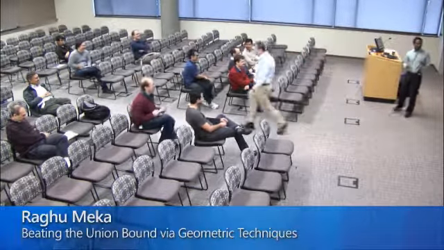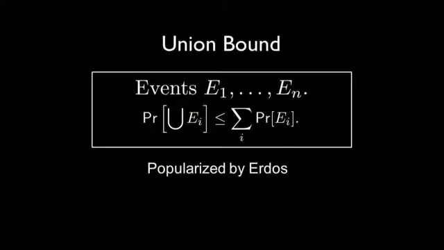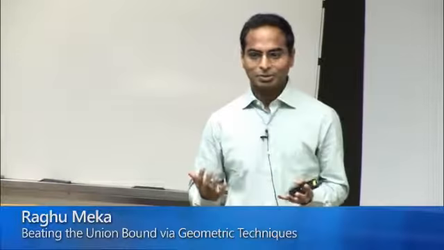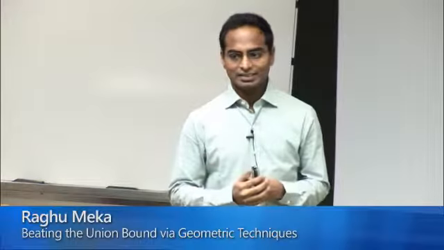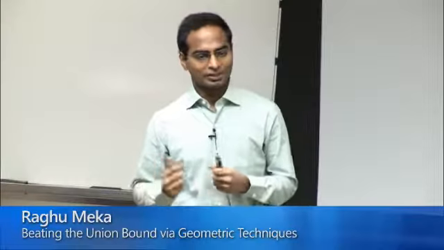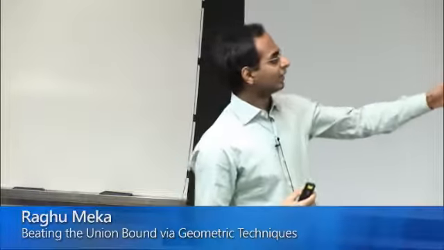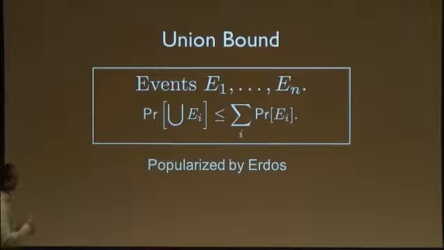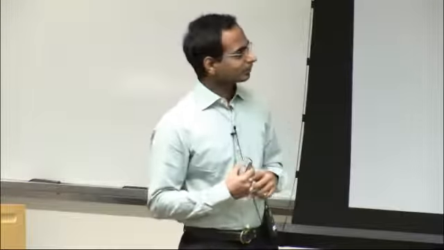So I'll talk about beating the union bound by geometric techniques. So what is the union bound? It's a basic fact in probability theory. It says that if you have n events over some probability space, then the probability of the union of the events is at most the sum of the individual probabilities. In particular, if the sum of the individual probabilities is less than 1, then with non-zero probability, none of the events occur. And this was popularized by Erdős, and it's one of the most basic techniques in the probabilistic method.